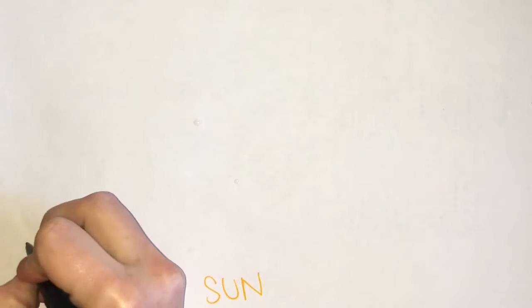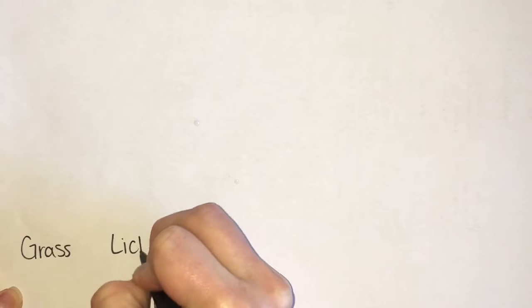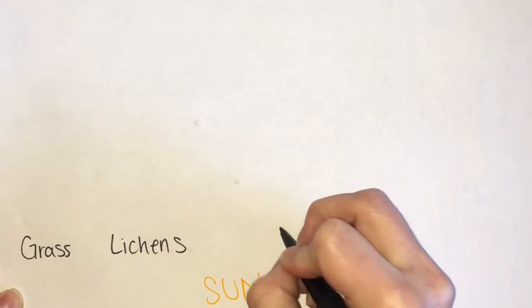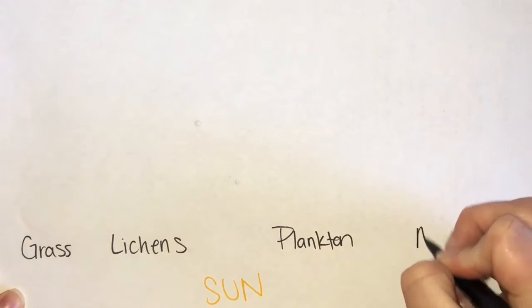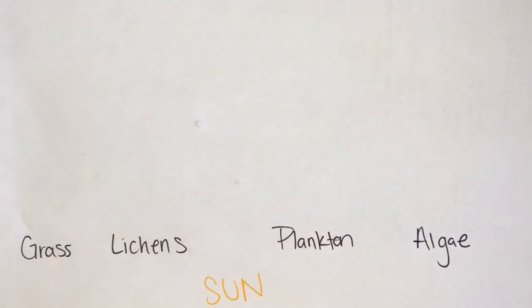So I have grass, lichen, plankton, and algae. Okay?